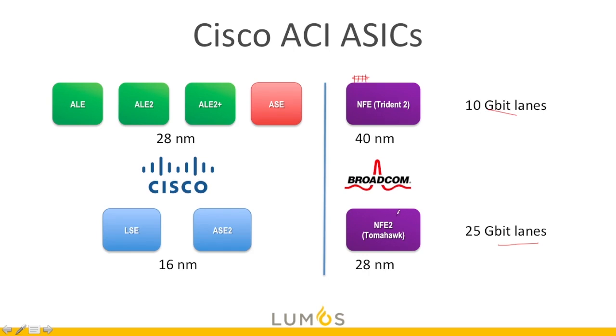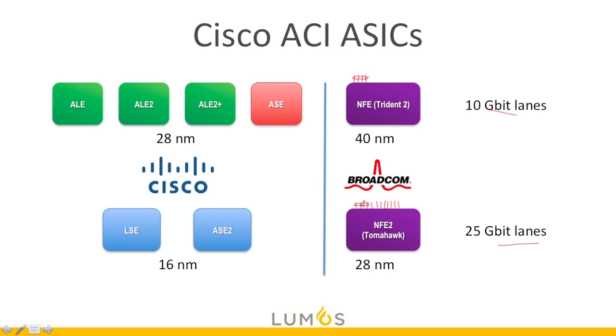Broadcom has their own. Cisco refers to it as the NFE2 in the Nexus gear, and its code name is the Tomahawk. It is basically the same as the Trident 2, just everything's ramped up a bit. It's 128 25 gig SerDes, and if you take 4 of those together, you can create a 100 gig interface.